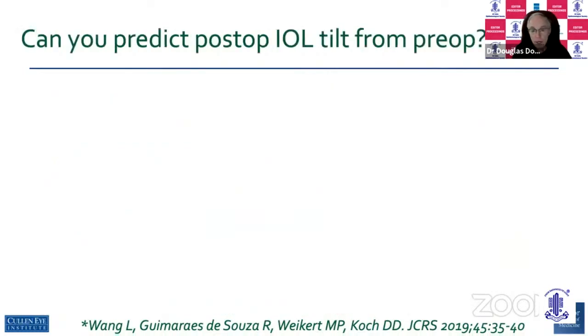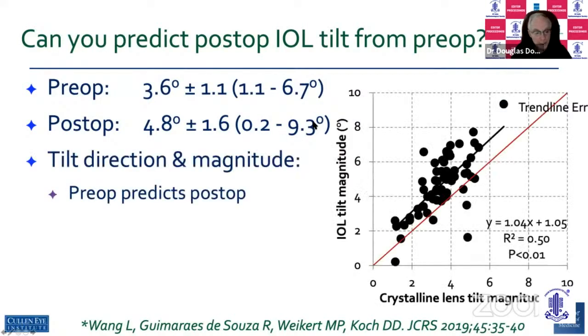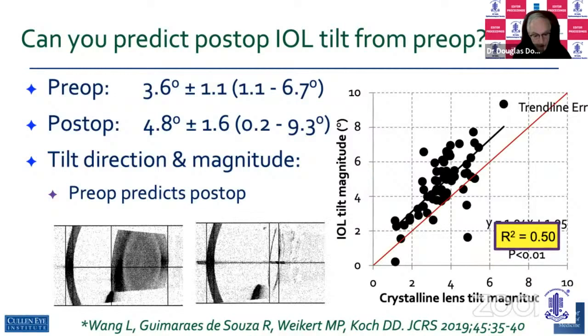So can you predict the IOL tilt from pre-op? In 65 eyes, the pre-op was 3.6 up to 6.7. Post-op in these 65 eyes, 4.8 up to 9.3. And the tilt direction, this is the magnitude of the crystalline lens and the IOL. The tilt direction and magnitude is predicted by the pre-op crystalline lens tilt. So I think this is really exciting, and it's something we're going to see incorporated into our formulas. As we get better, we had a high R-squared of 0.5. And here's one patient, crystalline lens, IOL. You can see the similarity in the tilt.